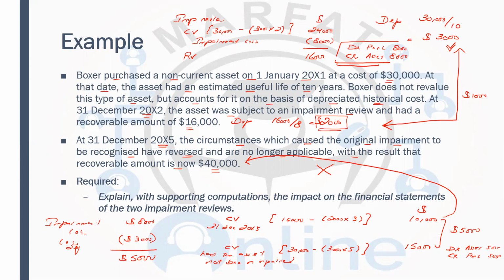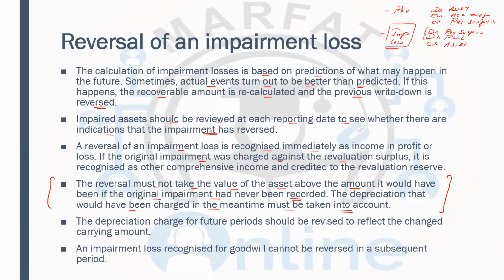So that is why the standard is saying that you cannot take the asset beyond the value it would have been if there was no impairment. And now again, we are going to read these lines. The reversal must not take the value of the asset above the amount it would have been if the original impairment had never been recorded. That means you cannot take the asset beyond the value if there was no impairment.